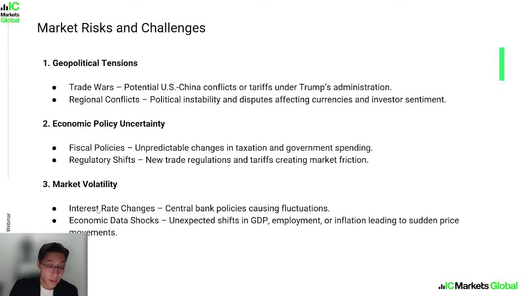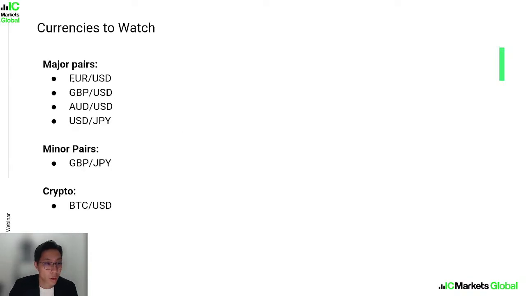Okay, then of course, lastly, we have the very important ones, which are interest rate changes, which cause fluctuations and also shifts in GDP, employment, or even inflation, leading to very sudden price movements. So when you have such interest rate changes, like the Fed saying they want to cut interest rates, cutting interest rates means that DXY would generally go down, and this will cause pairs such as EURUSD and GBPUSD to go up because they have an inverse relationship with DXY.